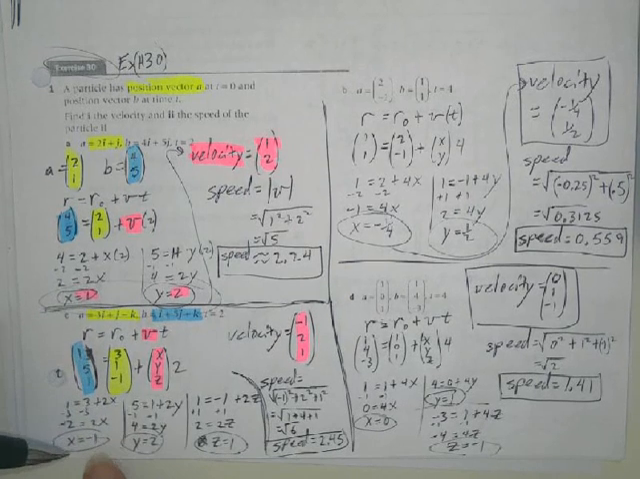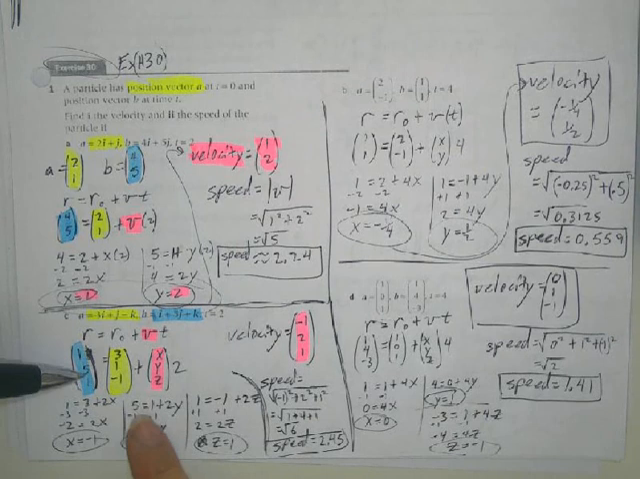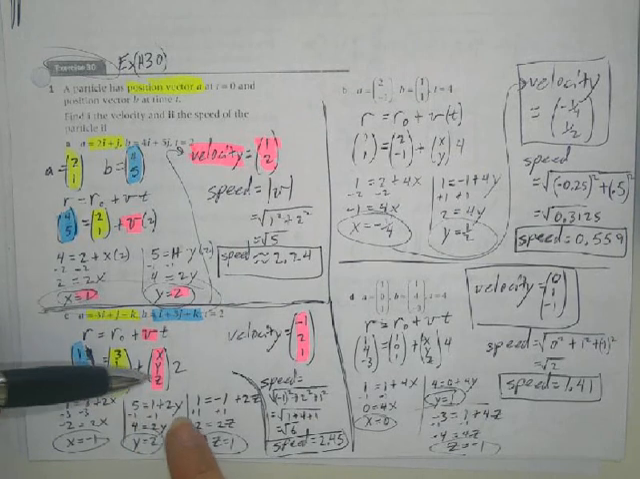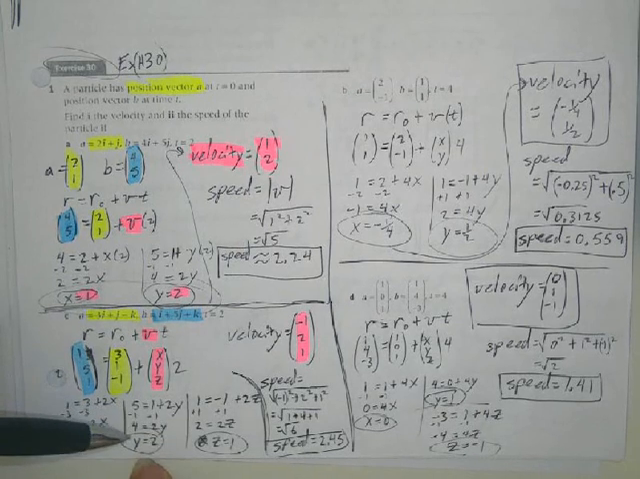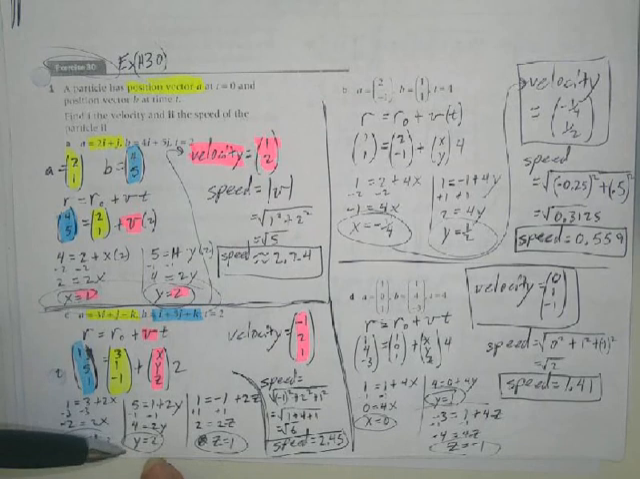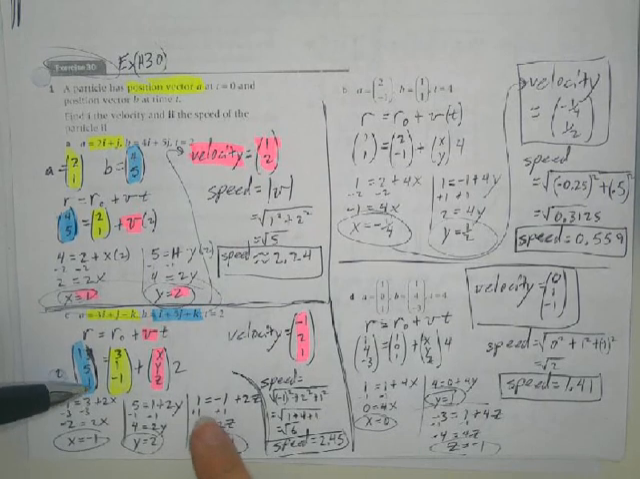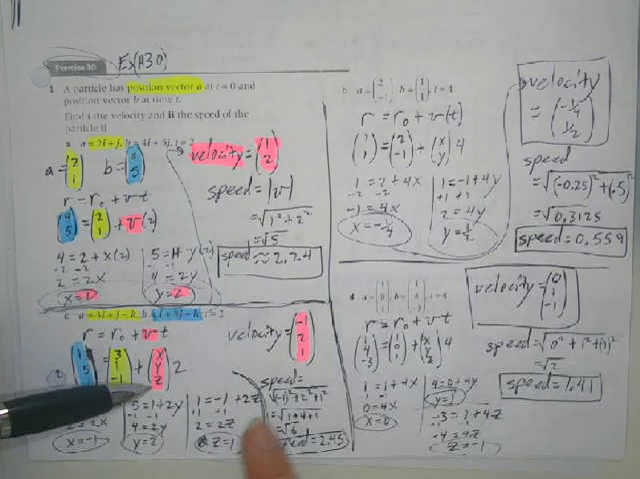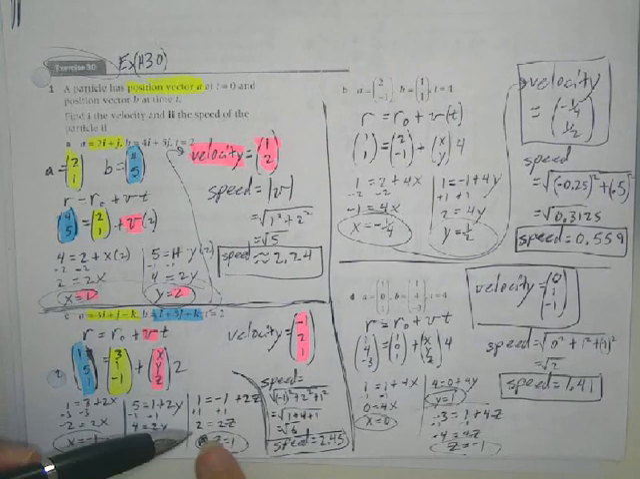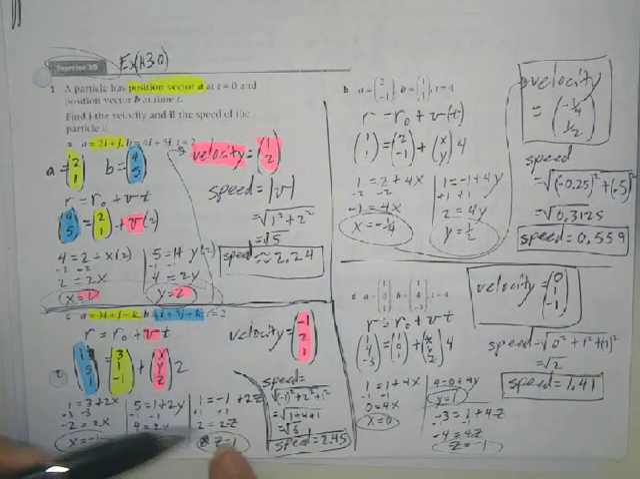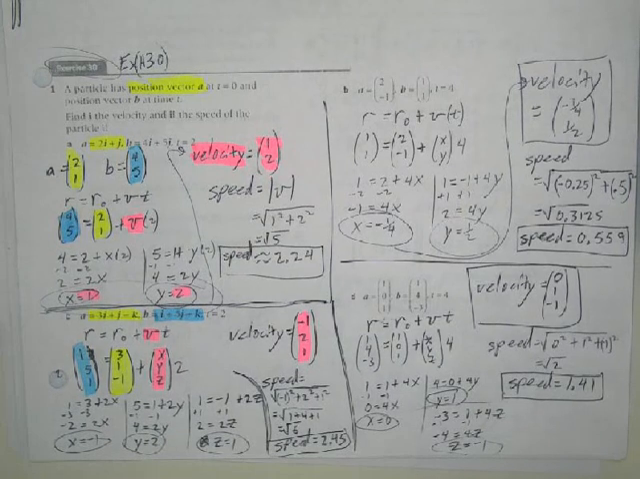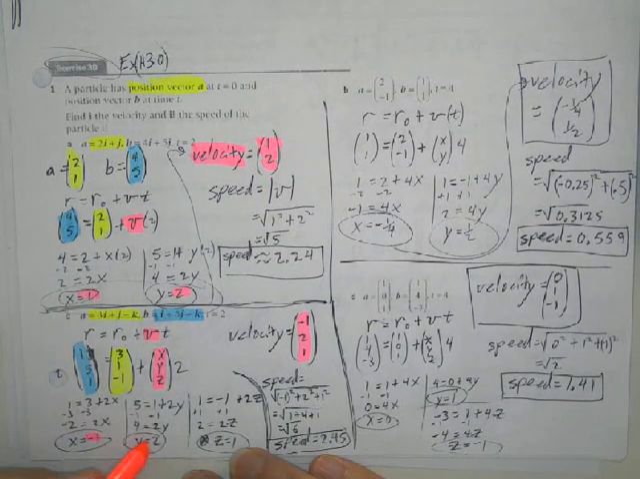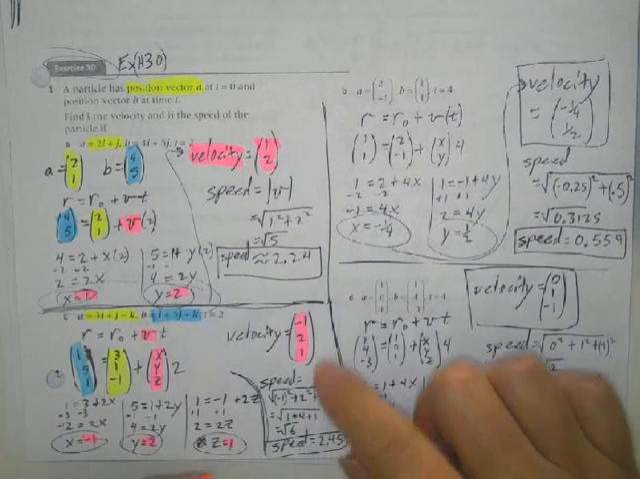Let's look at the y values. I got 5 equals 1 plus 2y. Subtract 1 on both sides, I get 4 equals 2y. Divide both sides by 2, I get this. Now let's look at the z values. 1 equals negative 1 plus 2z. Add 1 on both sides, I get 2 equals 2z. Divide both sides by 2, I get z equals 1. So I use the negative 1, the 2, and the 1 for my velocity.